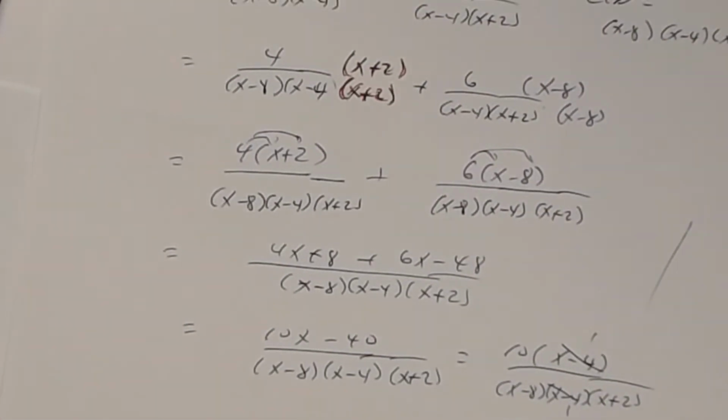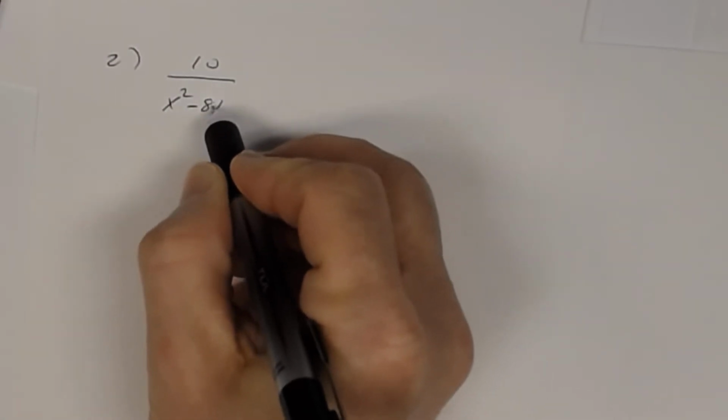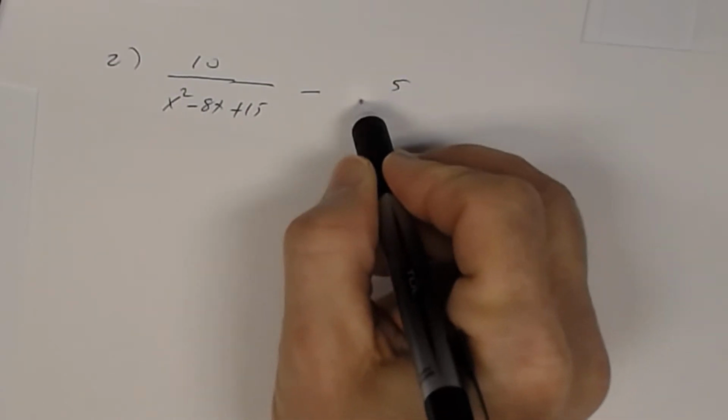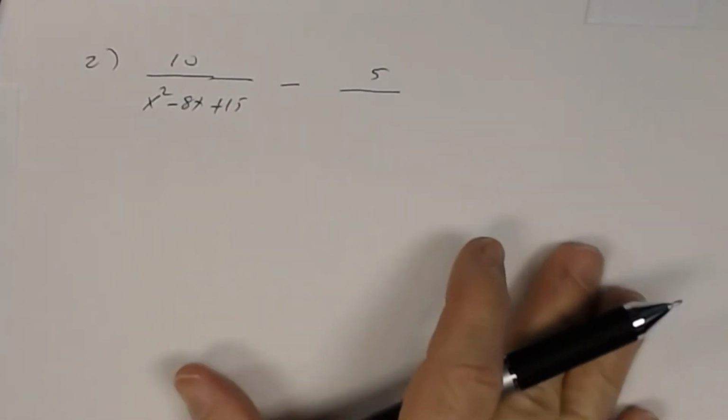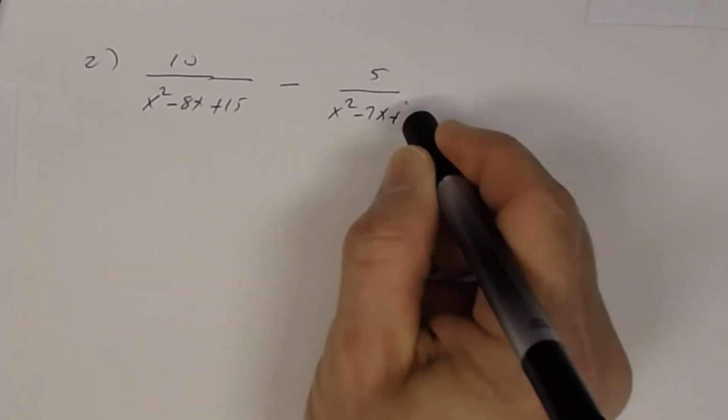Okay, that was number 1. Let's look at number 2. In number 2, this is going to be a subtraction problem. We have 10 divided by x squared minus 8x plus 15, subtract 5 divided by x squared minus 7x plus 12.